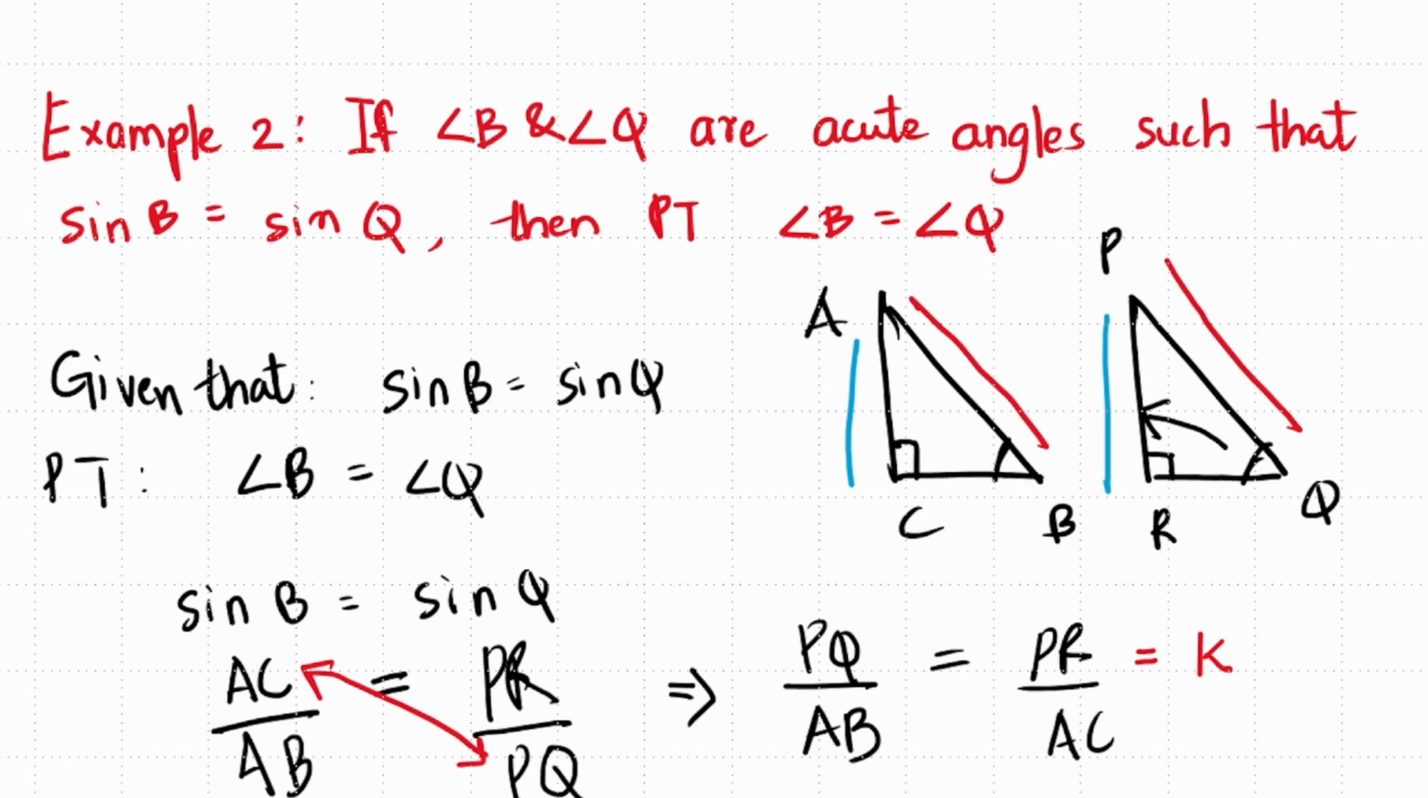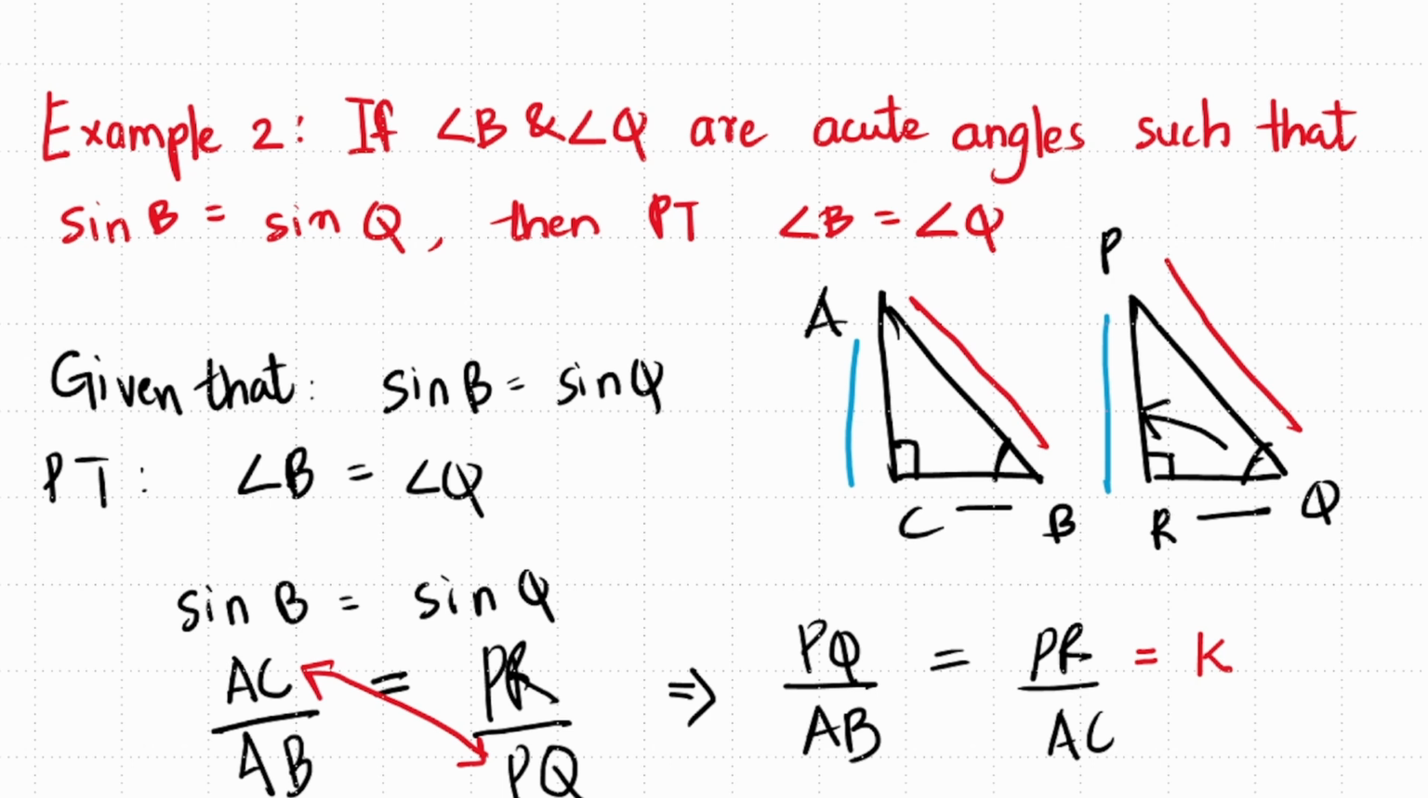If BC and QR are also equal to this ratio, you can prove this triangle as similar, right? And if the triangle is similar, then their angles will be also similar, right? Are you able to connect it?